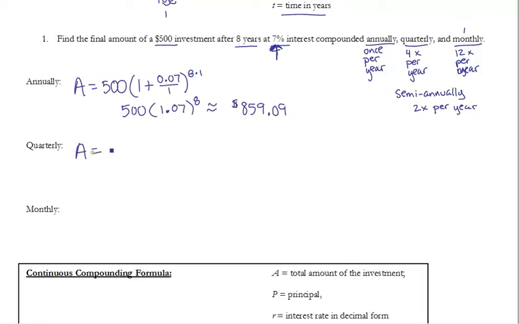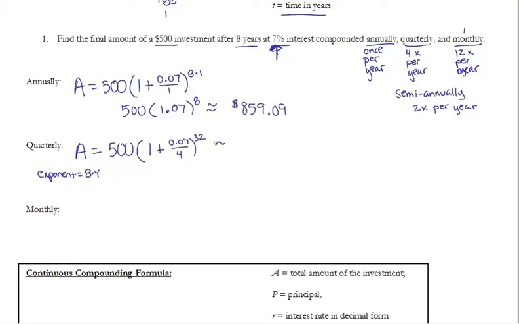Quarterly, so this is a little bit different. You won't see the 1. Where you see this one, you'll see a 4. This one you'll always see here because that's like 100% of your money. So we're taking 7% rate, but we're dividing it by 4 because it's 4 times per year. And then your exponent is going to be 8 times 4. I'm going to do that down here because I want you to make sure that your exponent is simplified. So your exponent is 32. So there's a total of 32 times that your interest is put towards your money.